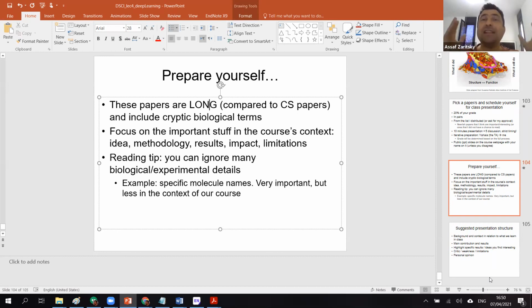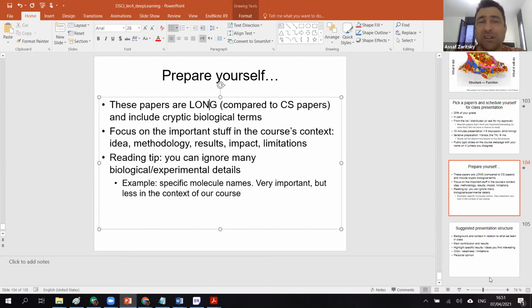You read, and you understand the main message in the context of this course in order to present it to the course. In the CARE paper, I told you, I don't remember which animal one of the model systems was. I didn't remember if it's a slime mold or a worm or a fish or whatever. I don't care. If it's a molecule, I should care in some contexts, but we shouldn't care in terms of what we want to achieve in this course.